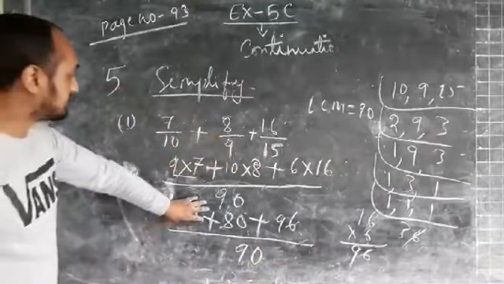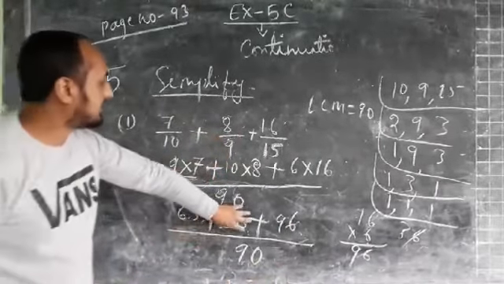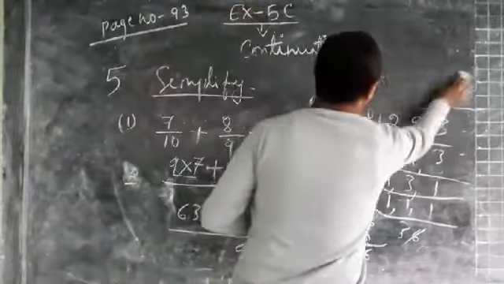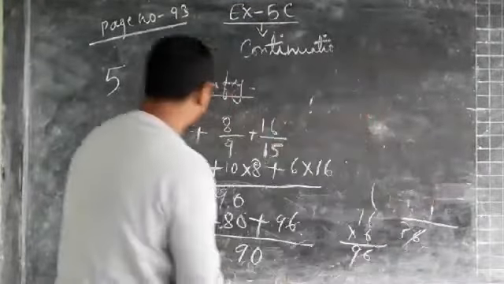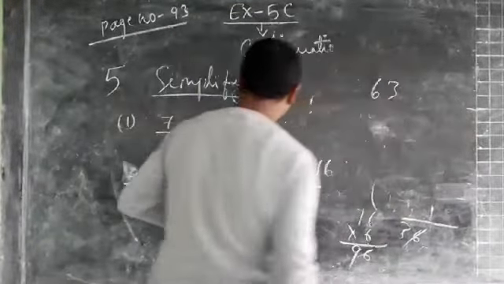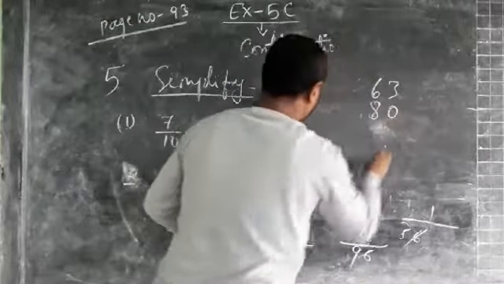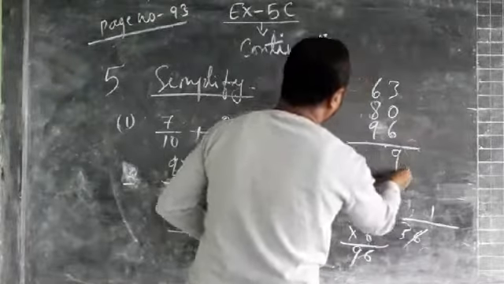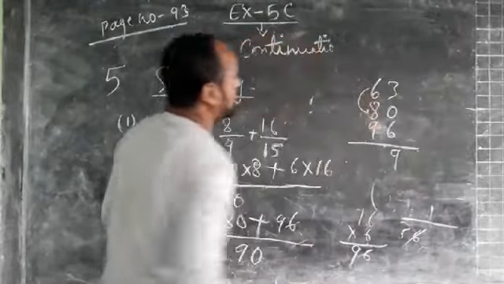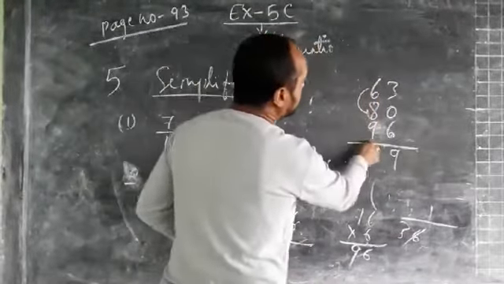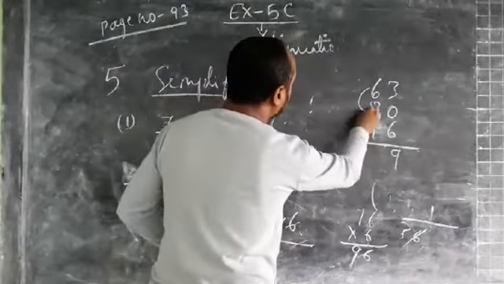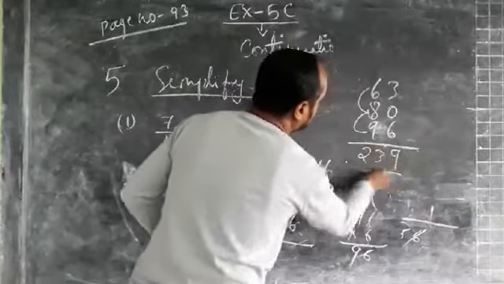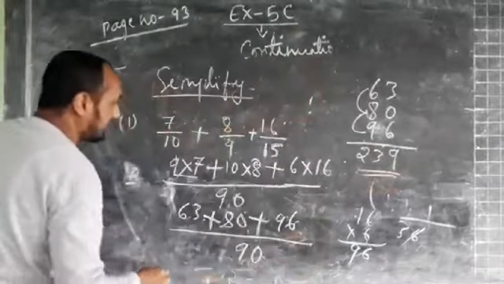Now we have to add these different numbers. 63 plus 80 plus 96. Now add it. 63, 80, 96. So 6 plus 3, 9. Here 6 plus 8, 14, 14 plus 9, 23. So here we get 239.